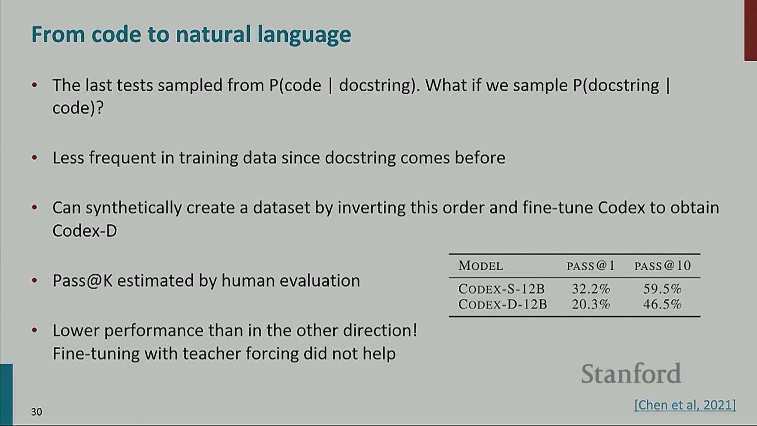So even a fine-tuned model, like so here Codex-S is the Codex that we saw that was fine-tuned to solve the tasks. And Codex-D was fine-tuned on this data set of generating docstrings given code. And in this case, they didn't get any benefit from fine-tuning or any improvement from the base model that they started with. So it seems like maybe describing code is not that easy compared to writing the code.